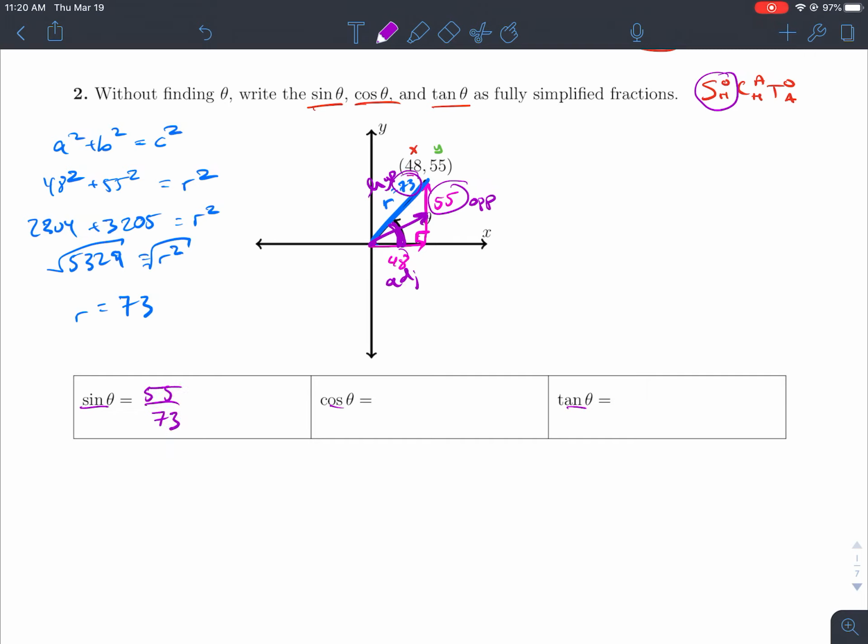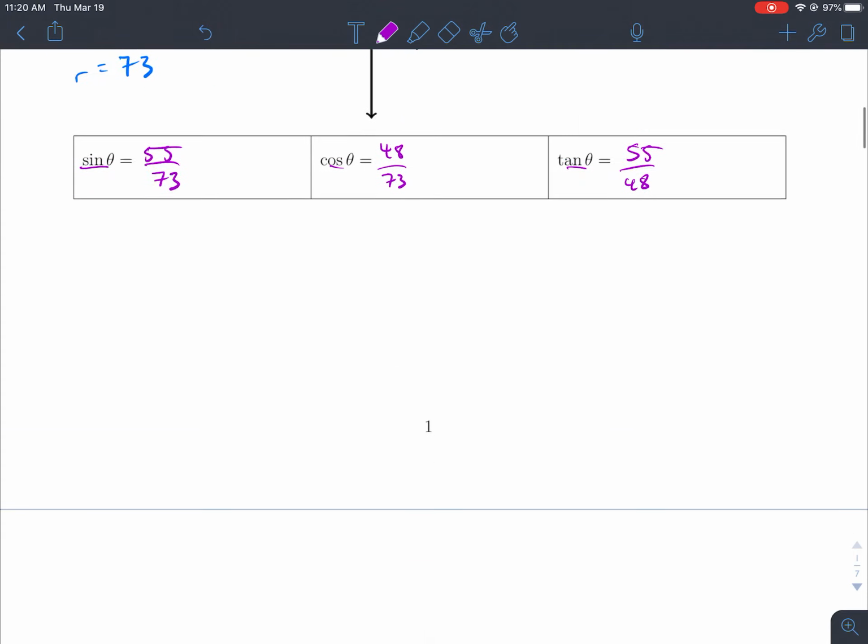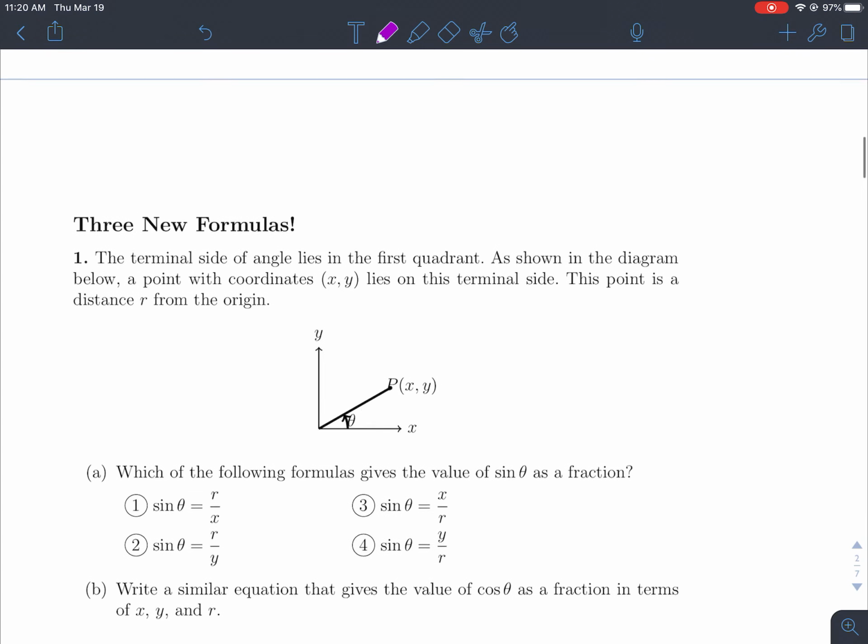hypotenuse, so 55 over 73. Cosine theta is adjacent over hypotenuse, so 48 over 73. And tangent is opposite over adjacent, so 55 over 48. And we've got sine, cosine, and tangent completely defined, so that's perfect. All right, continuing on.